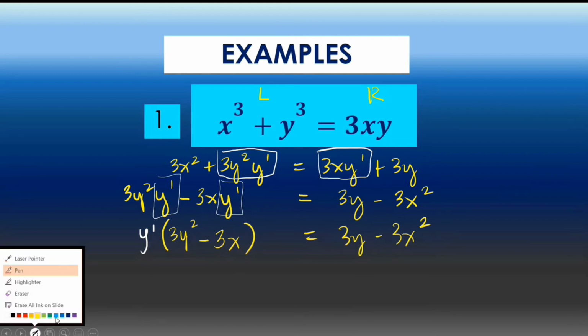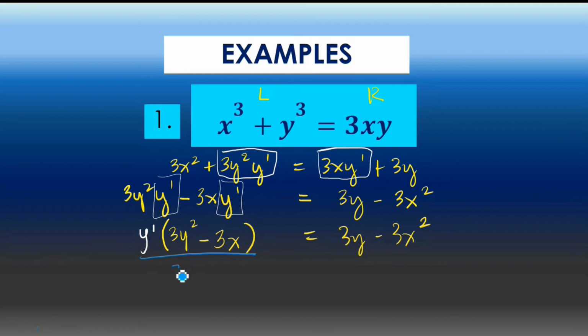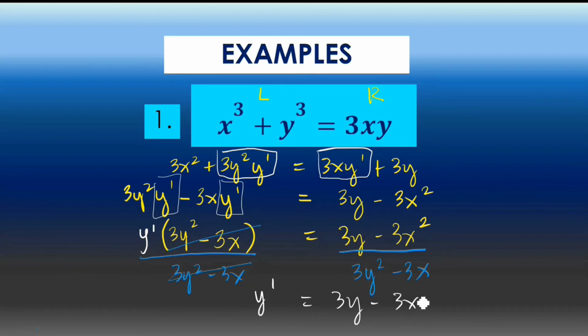Next. So what you can do here, you can actually divide both sides by 3y squared minus 3x because you need to isolate y prime on one side only. So in order to isolate it, we're going to divide both sides by this 3y squared minus 3x. Then after that, we can already cancel. Okay, so as what you can see, we do have y prime equals to 3y minus 3x squared over 3y squared minus 3x.